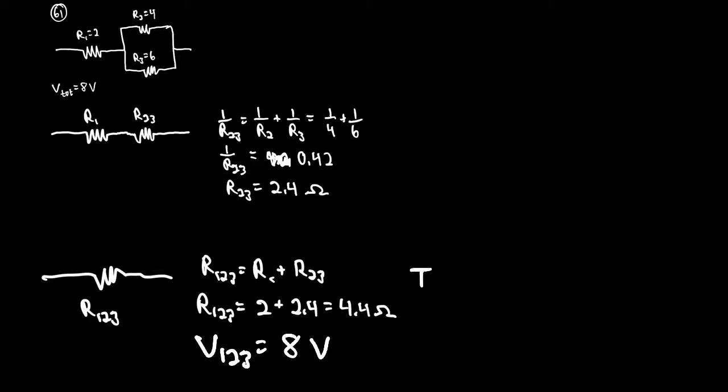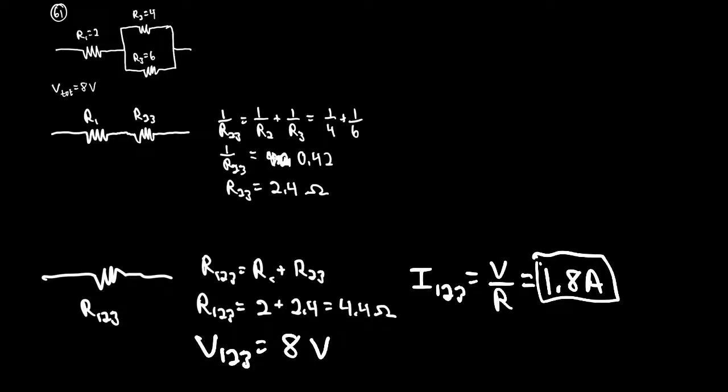So can I find I? By doing V over R. I do that division. What do I get for I123? I get 1.8 amps. Now I can take this and go backwards one step, going from one resistor to two resistors. How are these resistors connected? They're in series. What stays the same in series? The current stays the same. So the current going through each of these is the same current as you had in the one resistor. Whenever you go back one step, that number stays the same.